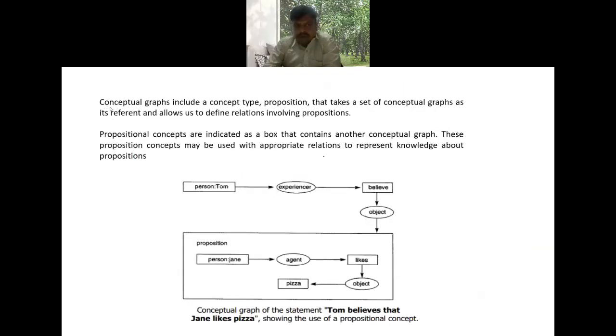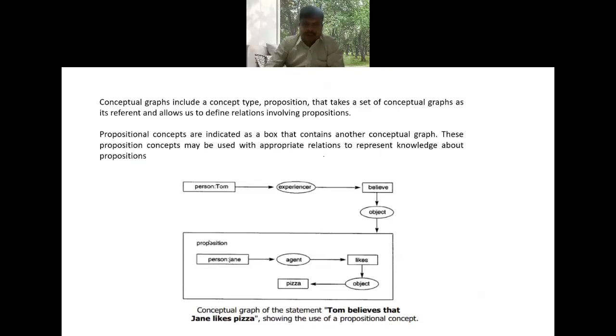Next, coming to the conceptual graphs. Already we have seen what a conceptual graph is. It is a connected graph having a finite number of elements or objects, which will include a concept type proposition that takes a set of conceptual graphs as its referent and allows us to define relations involving propositions. Propositional concepts are indicated as a box that contains another conceptual graph.